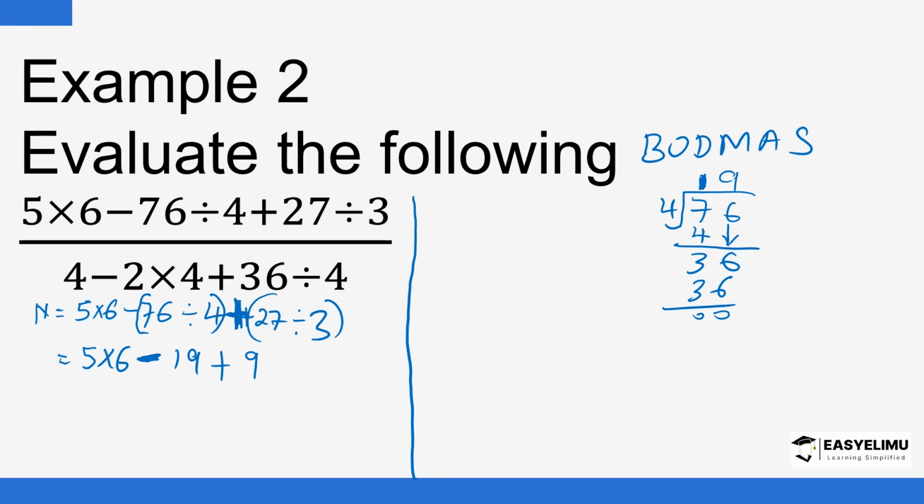So what follows next after that? Bracket, order, division. So there is multiplication. So I'll do multiplication here. So that is going to be 30 minus 19 plus 9. So I'm going to do addition.